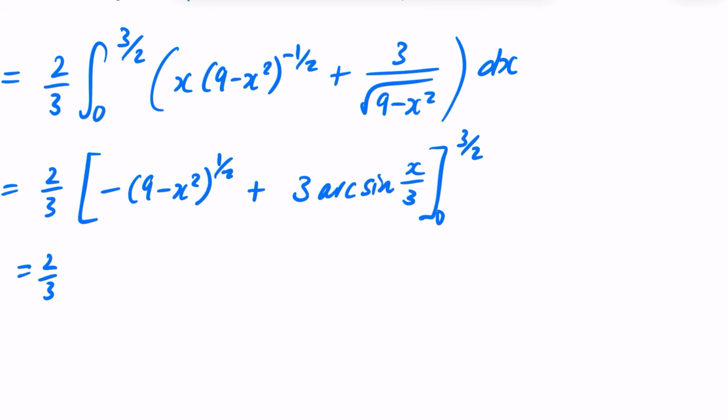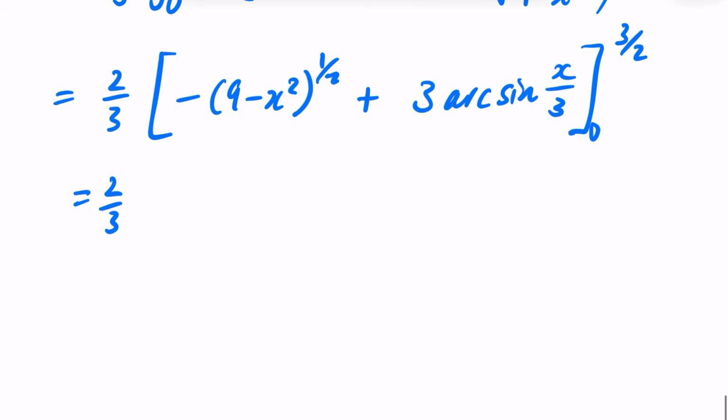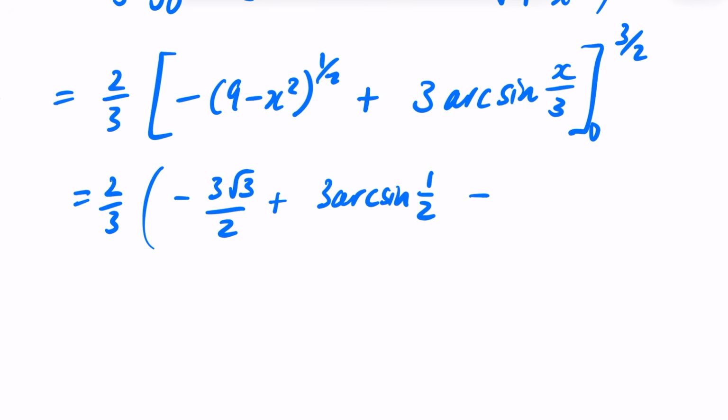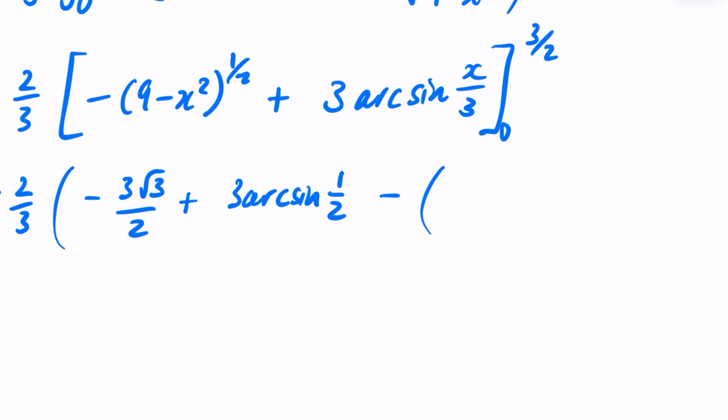So let's sub in 3 over 2 for this. I probably will be a bit lazy and use the calculator. So I'll do 9 minus 3 over 2 squared, square rooted, and then negating the answer. So that is going to be minus 3 root 3 over 2 plus 3 arc sine of 3 over 2 divided by 3, which is a half. And then when I subtract the terms with 0 substituted in, there will be a minus 9 to the half. That's going to be a minus 3. And then we also have a plus 3 arc sine of 0.